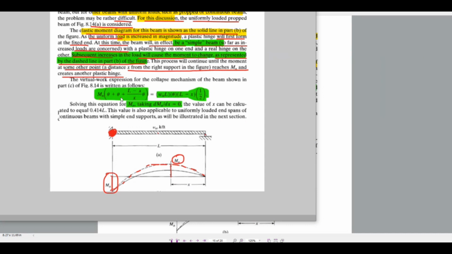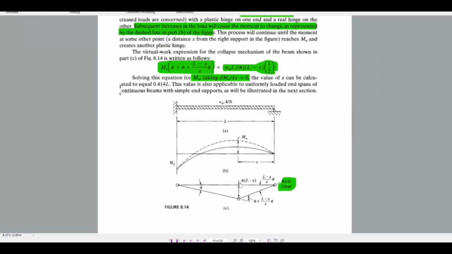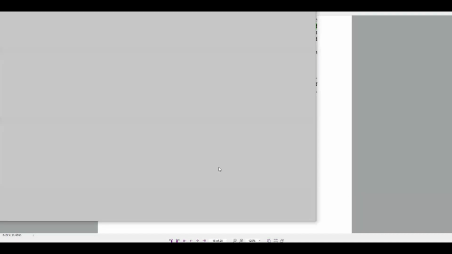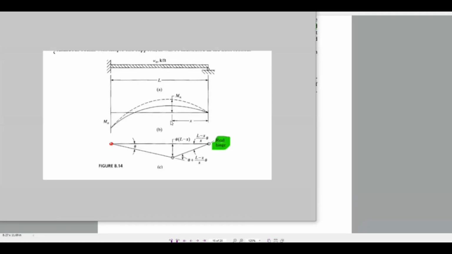into theta plus theta, L minus x. Here we can see it clearly at this location. Here a plastic hinge formed, here also a plastic hinge formed, and here a real hinge. So theta at some location. This is L minus x by x theta, so this is theta into L minus x, and here it will be theta plus L minus x by x theta.